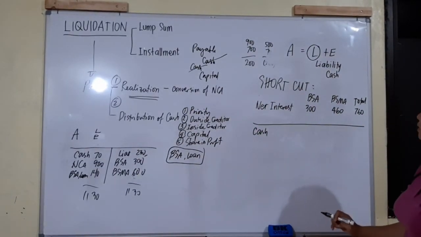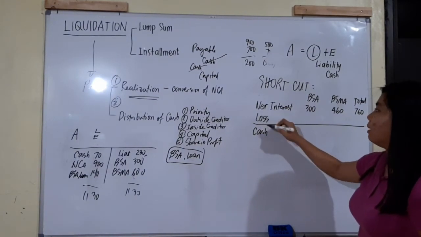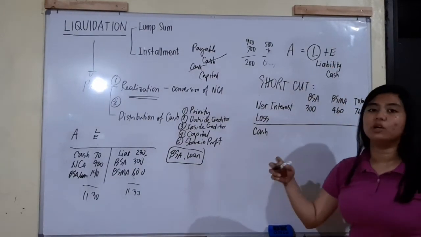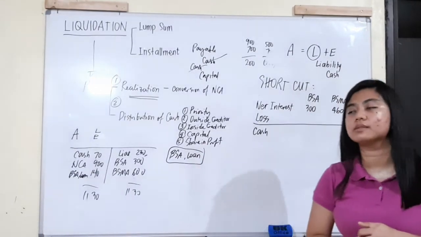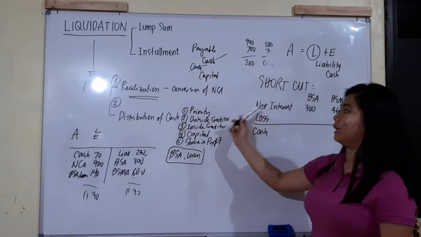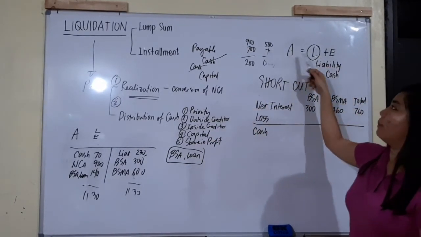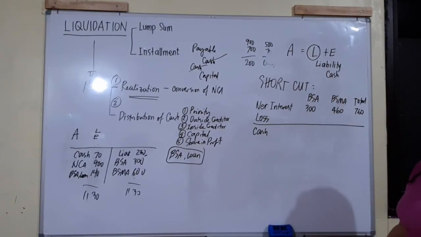Okay? Then we have here the loss. So, ano lang ba yung nababawas natin kay liability? So, di ba, we have loss on realization, we have unexpected losses, unexpected expenses, o yung mga expenses and liabilities na hindi natin naka-record dito. Okay? Hindi natin na-anticipate na makapasok dito at wala naka-alat na asset. So, yun yung ating mga loss dito. Okay?